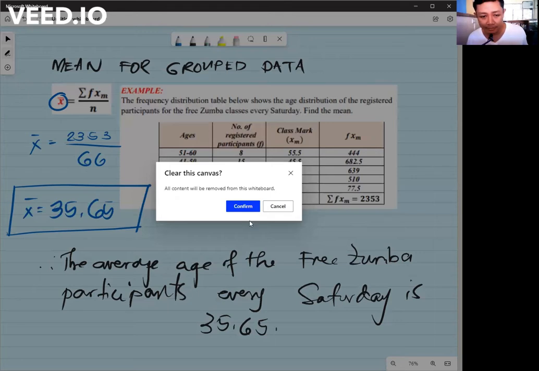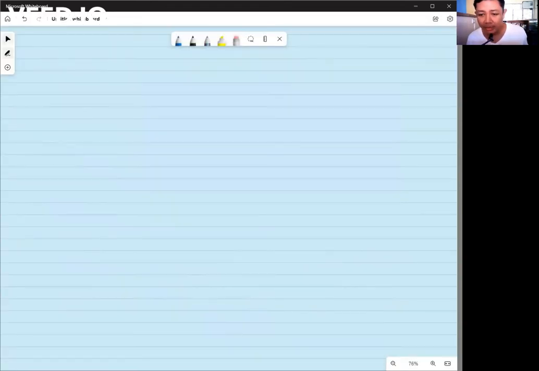Ready? Okay, so let's now move on with the mode for the grouped data. So in the mode for the group data, ito yung kailangan nating tingnan mabuti because meron siyang specifics na kailangan natin tandaan. Okay? So let's now move on with the mode for the grouped data.